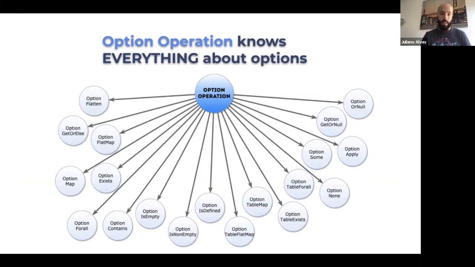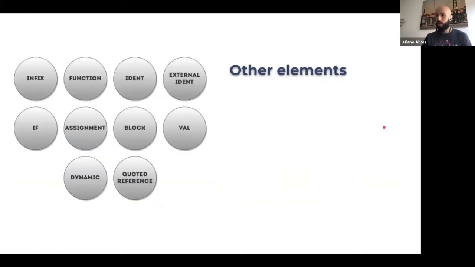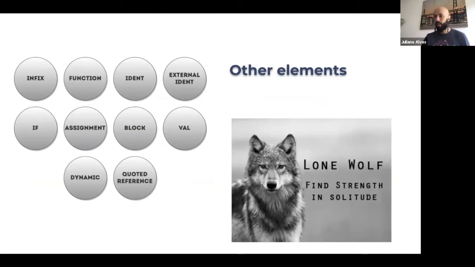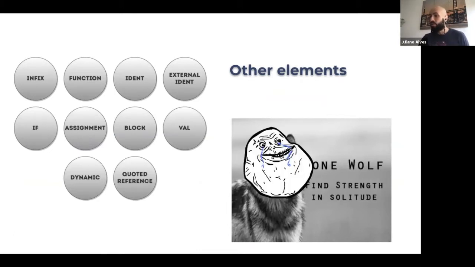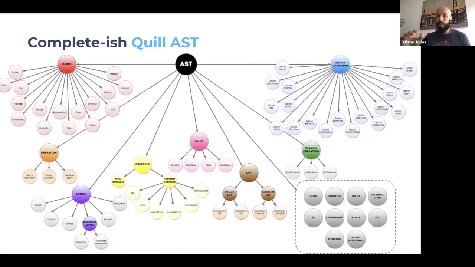Last but not least, we have some other elements, the ones that are not exactly connected to those elements of the AST, which I call the main ones. Those are more like the lone wolves. They are there for some specific uses. They are part of the AST as well. However, they are not connected to anything else, right? So that's a complete-ish Quill AST overview, right?